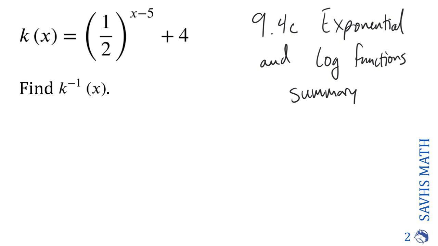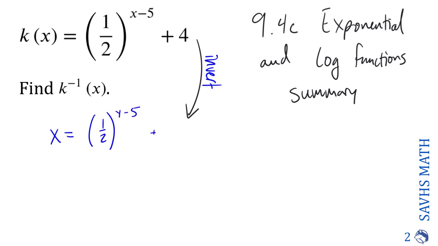Okay, so the first thing that we need to do is learn about or review inverting a function. We are going to set up this function, and to invert it, we are going to switch our x and y. We're going to write x equals 1/2 to the y minus 5 plus 4. And then we need to solve for y.